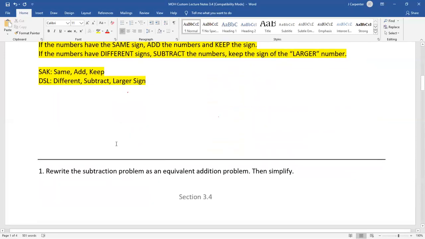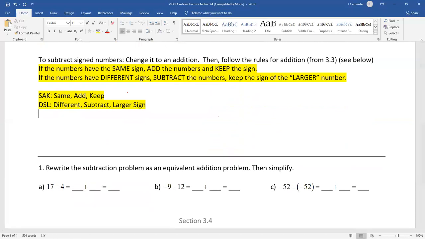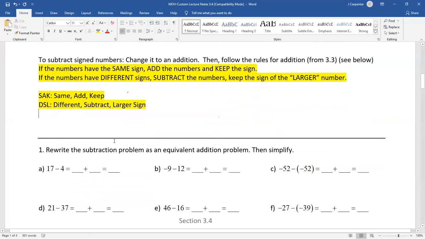So let's try out problem 1. And we're not going to do all of these. Let's do A, B, C, and let's start with A, B, and C, and then I'll decide. I think I want to do F, though. So rewrite the subtraction problem as an equivalent addition problem, and I'm not going to be able to use the, well, I'll pull out my pen. It'll just be a little uglier. So we're going to rewrite each subtraction as an equivalent addition, and then we're going to simplify.